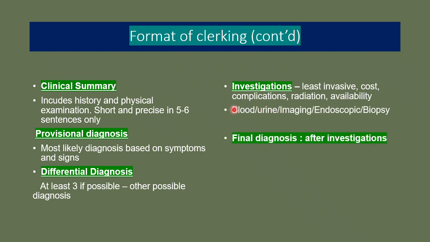These can be blood investigations, urine analysis, imaging such as X-rays and ultrasound, or endoscopic and other forms of biopsies, tissue biopsies, to confirm the diagnosis. So after the investigations, you should arrive at the final diagnosis. And once the final diagnosis is finalized, we go next into definitive management and treatment of the patient. Always have an outline plan for the patient's treatment.